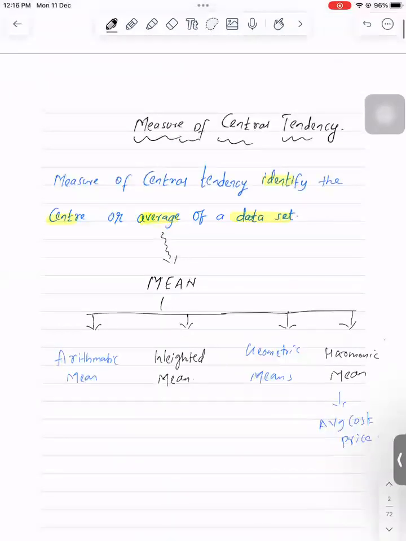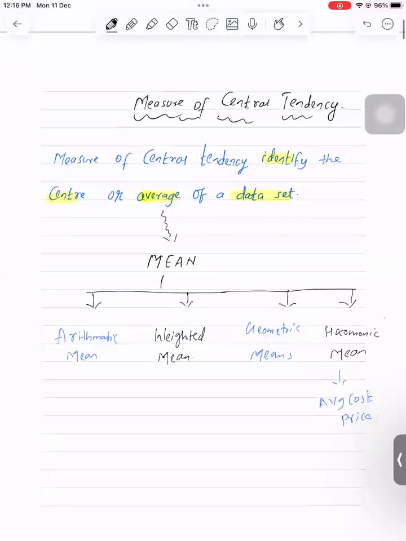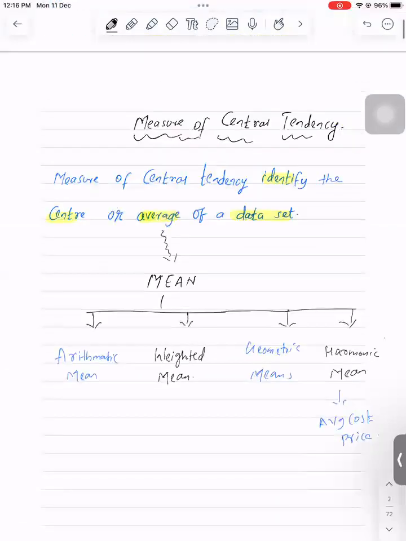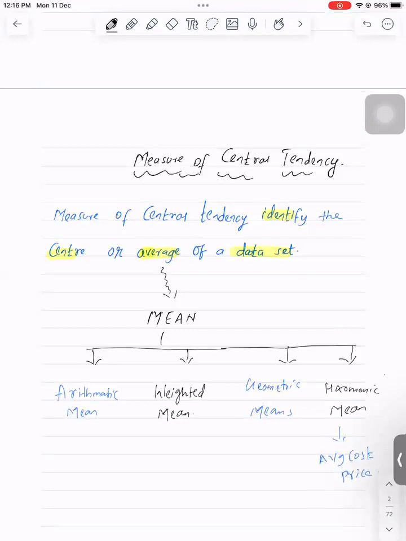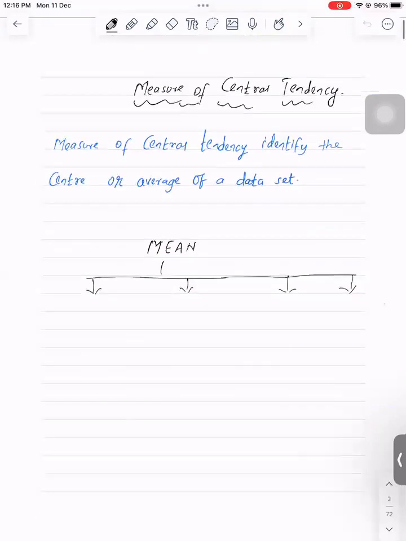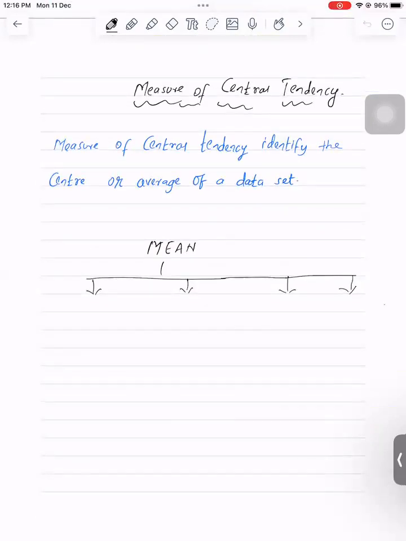So very first, when it comes to concepts related to returns, we will start with central tendency. We will start with measures of central tendency. So what does a measure of central tendency do? See, center basically means average, and average means mean here. So the very first thing you need to understand is what the different types of mean are.